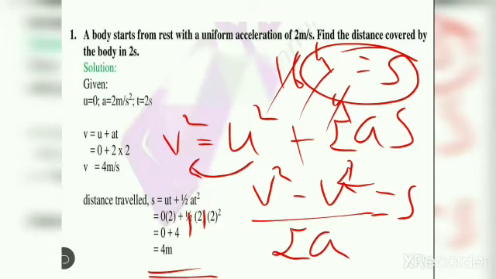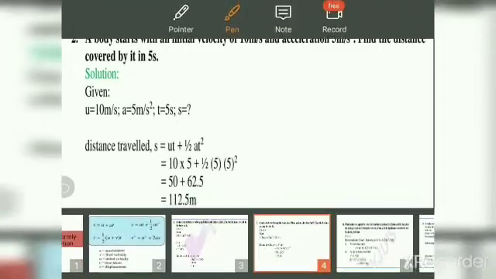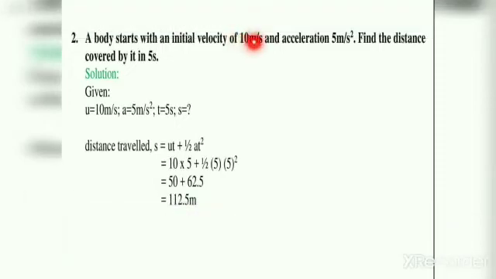We'll see the next one. A body starts with an initial velocity of 10 meter per second and acceleration is 5 meter per second square. Find the distance covered by it in 5 seconds. What is given? The initial velocity u is 10 meter per second, the acceleration is 5 meter per second square and time is 5 seconds. You have to find the distance.